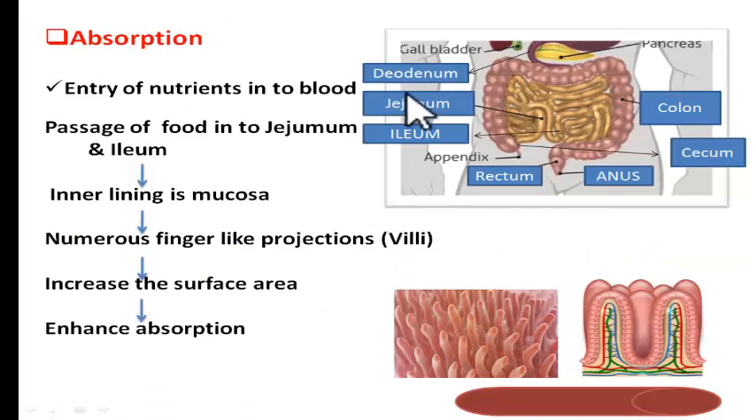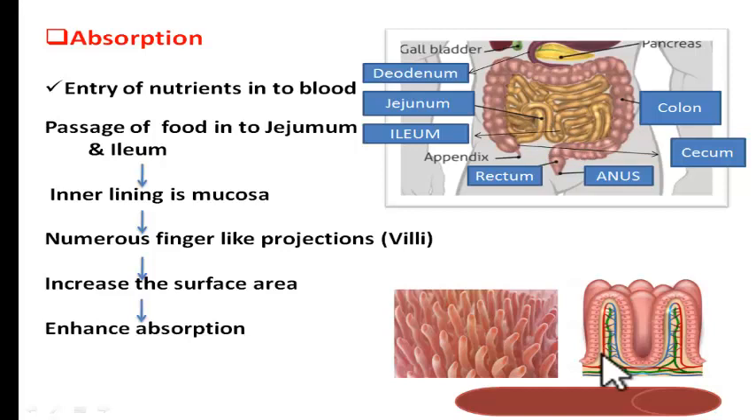Absorption. So what is absorption? Absorption is entry of nutrients into blood, right? Now where is the food? Where is the chyle? Chyle is in the duodenum. This chyle enters the next region called jejunum. So this yellow pipe region is jejunum, followed by ileum, and in these 2 regions absorption takes place.